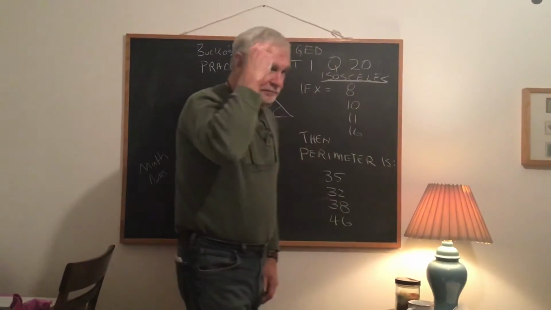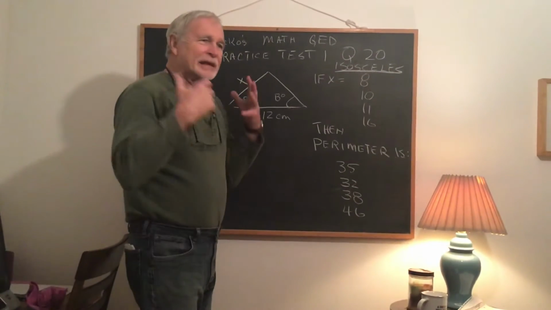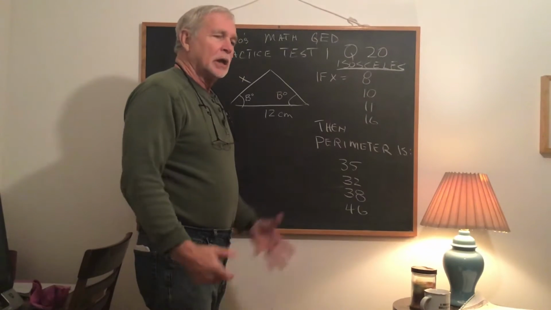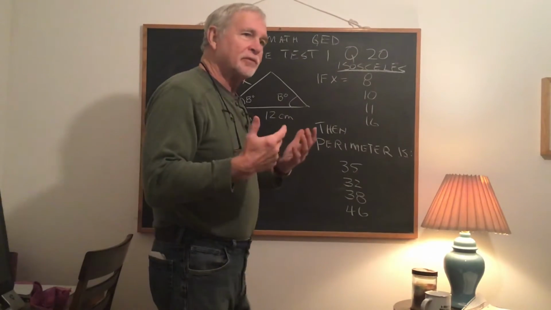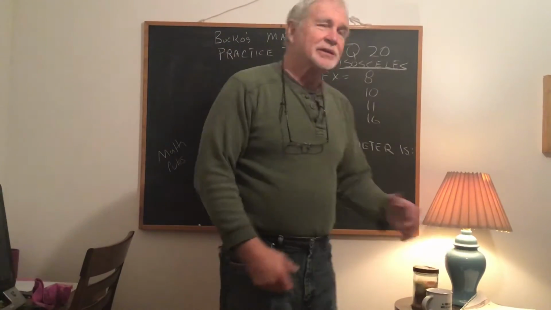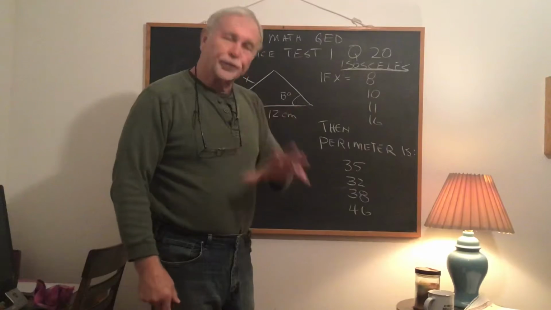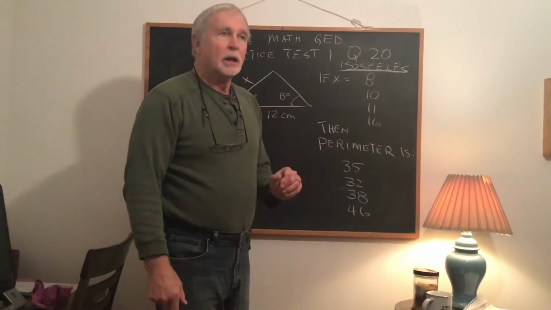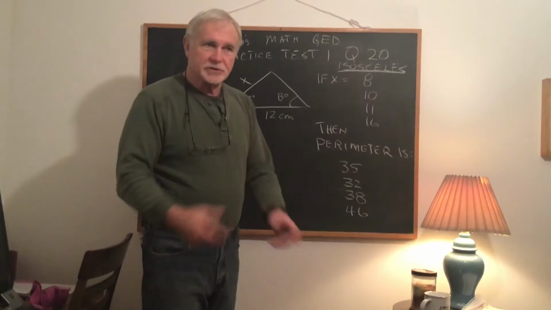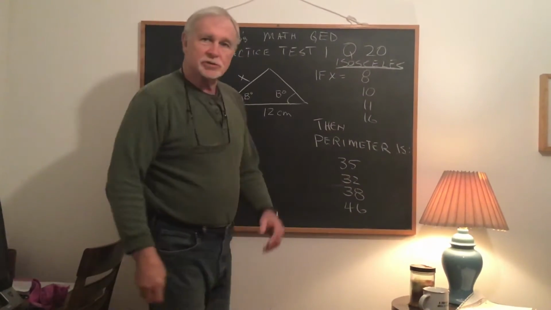This is a geometric problem with an isosceles triangle. You've got to try to remember those names, and you should try to do that before you run into the GED test. You should know what a scalene triangle is. That's a three-sided figure with three different sizes. You have an equilateral triangle, which has all the sides the same. They're all equal. And you have an isosceles triangle.